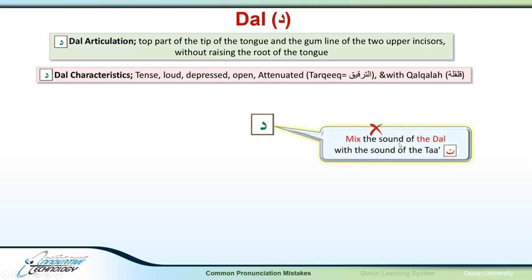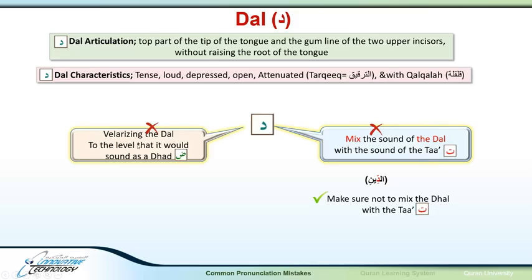And now with the common mistakes of the dal. First mistake is mixing the sound of the dal with the sound of the ta, like at-teen instead of ad-deen. Ad-deen is the right way, and at-teen is wrong. So the proper way of pronouncing this is الدين. You need to make sure not to mix the dal with the ta. The second common mistake for the dal is velarizing the dal to a level that it would sound as if it is a dad. Let's listen.